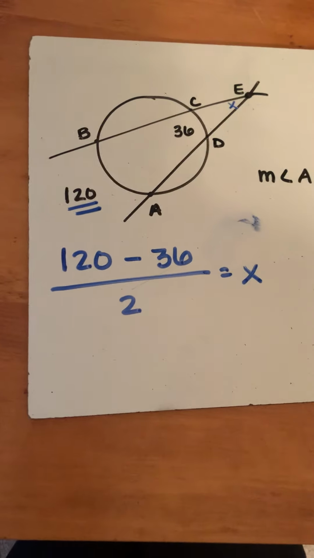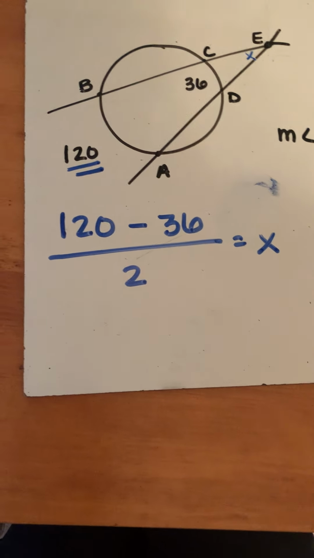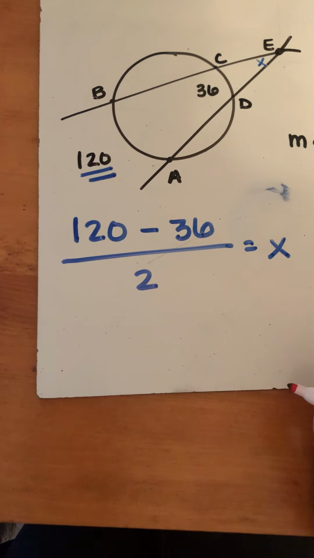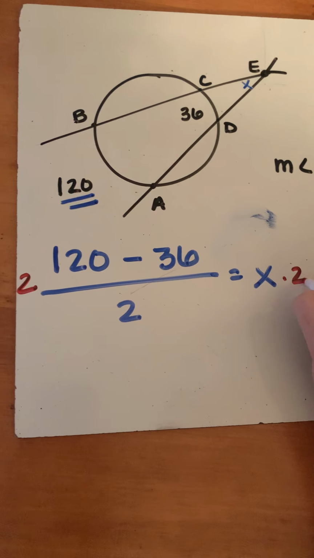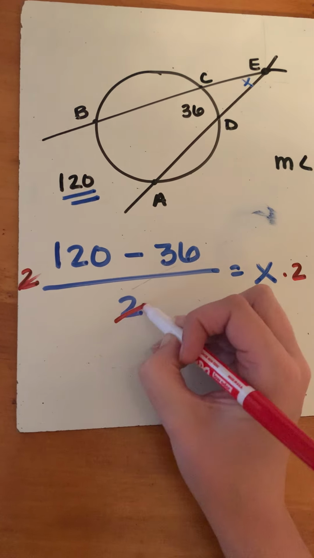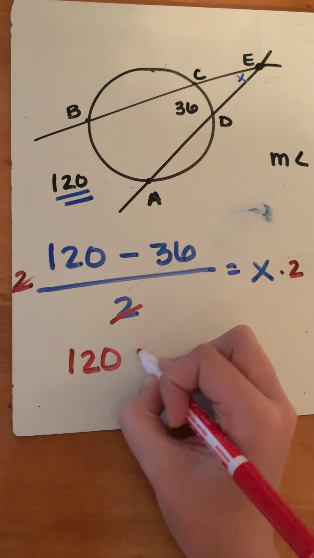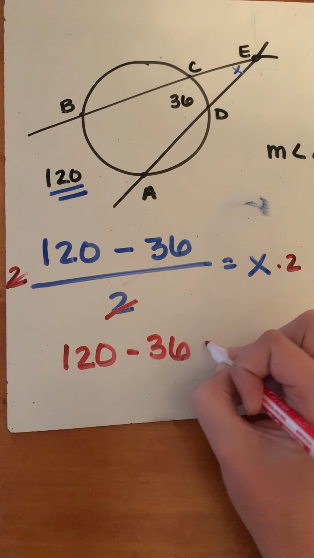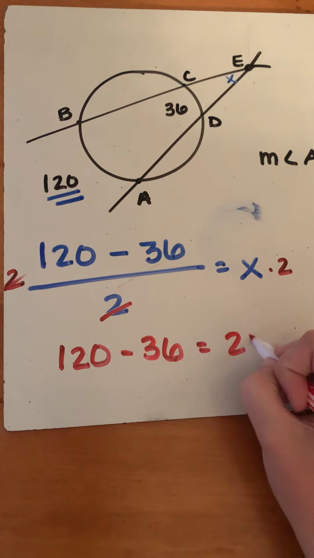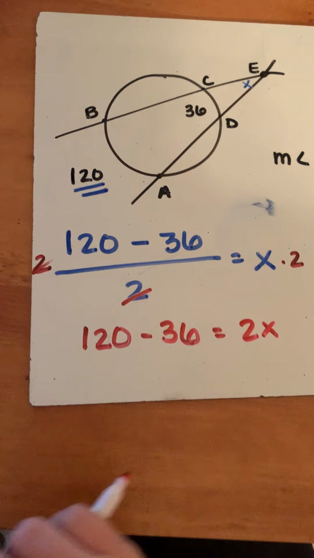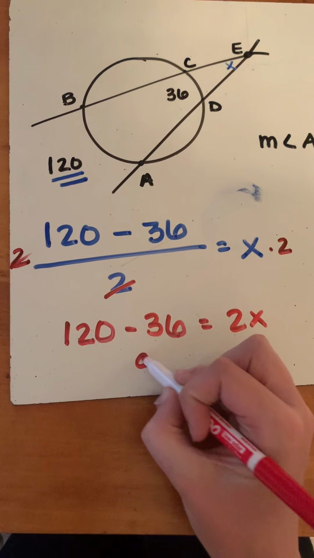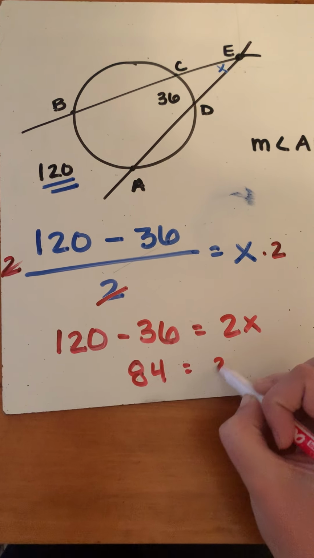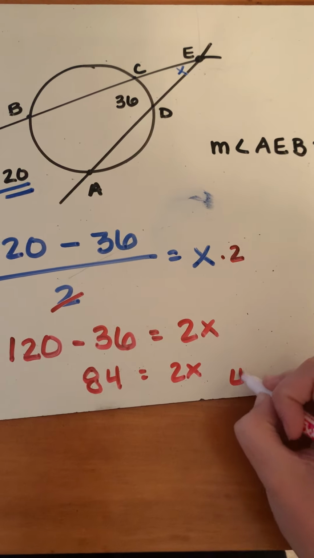All right, from here, we're going to solve it algebraically. I would say, I'm going to get rid of this 2 first. How do we get rid of that 2? Multiply both sides by 2. Over here, the 2s would cancel out. So you'd be left with 120 minus 36 equals 2x. And that was just math. 120 minus 36 is 84. Divide by 2, and you get 42.